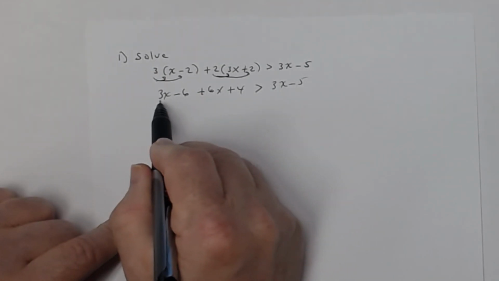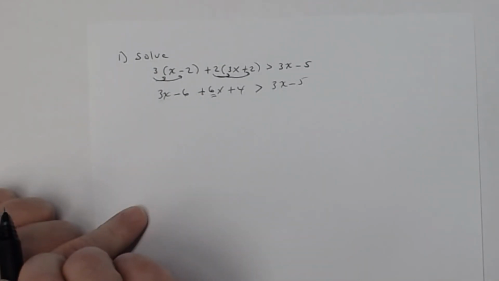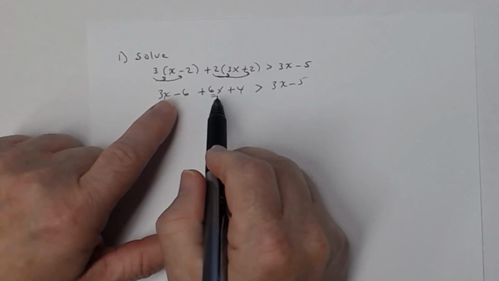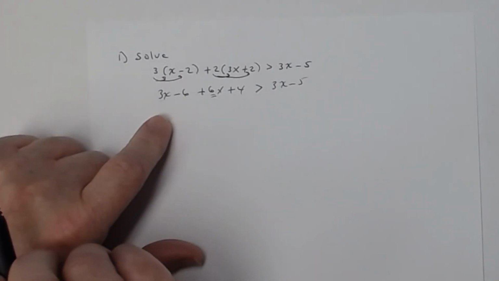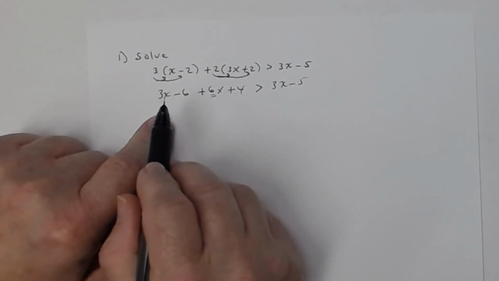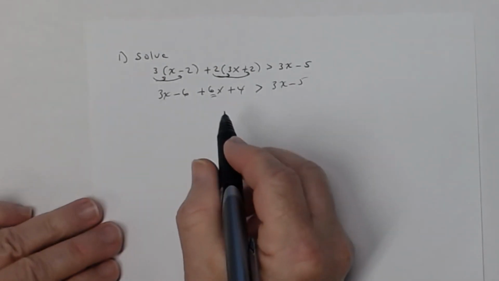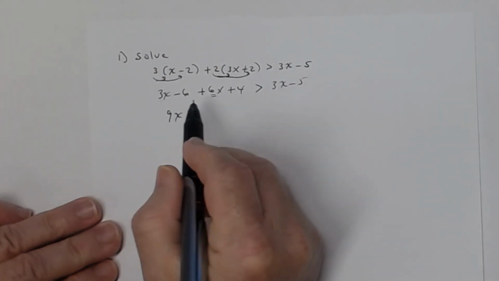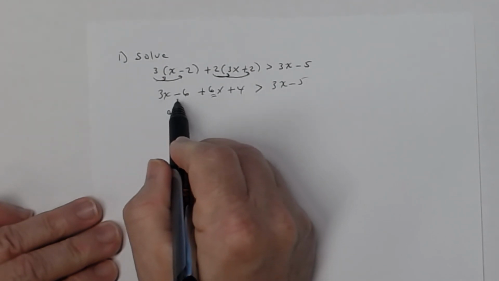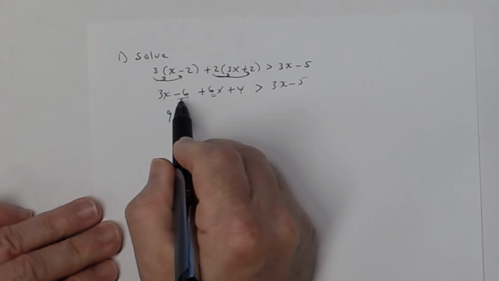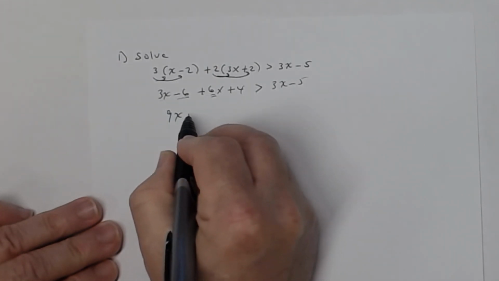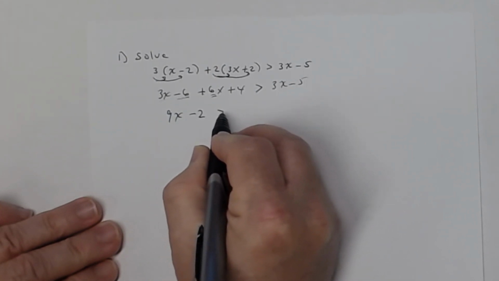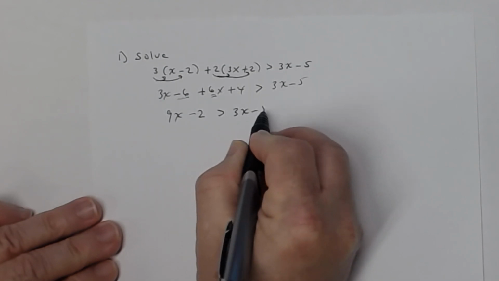For example, 3x and 6x are like terms because they have the variable x raised to the same power. They're both being raised to the first power. So when I add 3x and 6x, I get 9x. Then my constants, a negative 6, remember that's a negative 6, not a 6, and a positive 4 is a negative 2. And that's going to be greater than 3x minus 5.